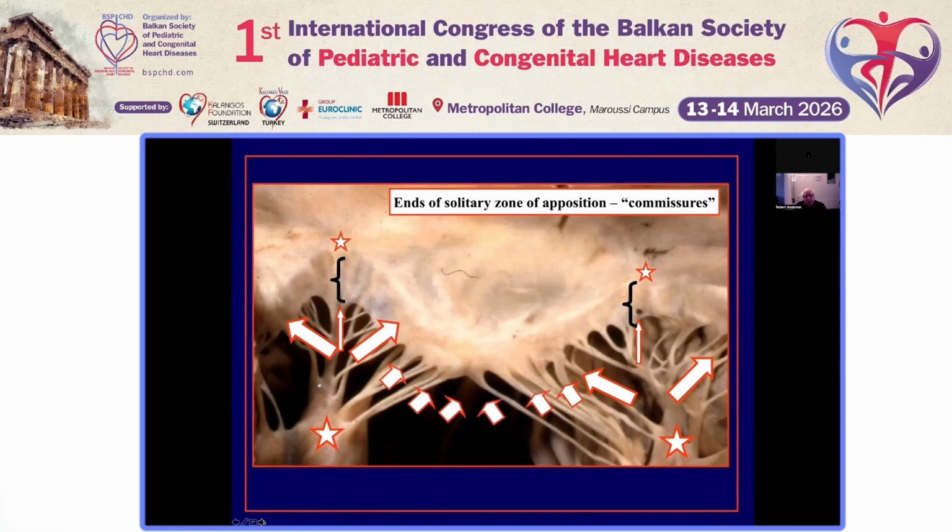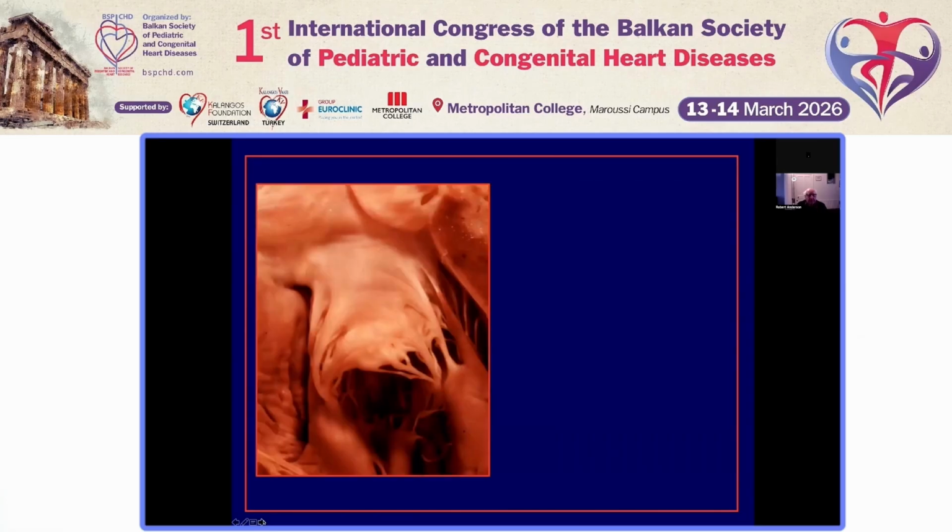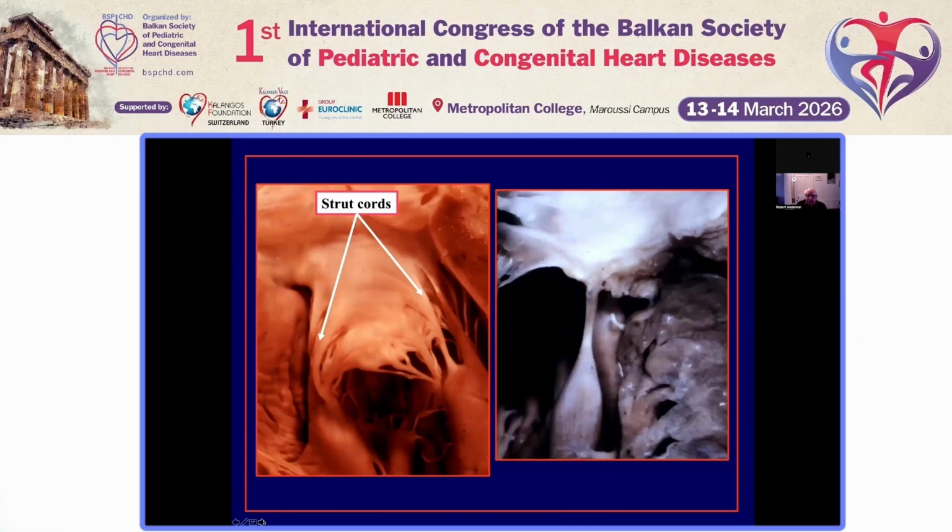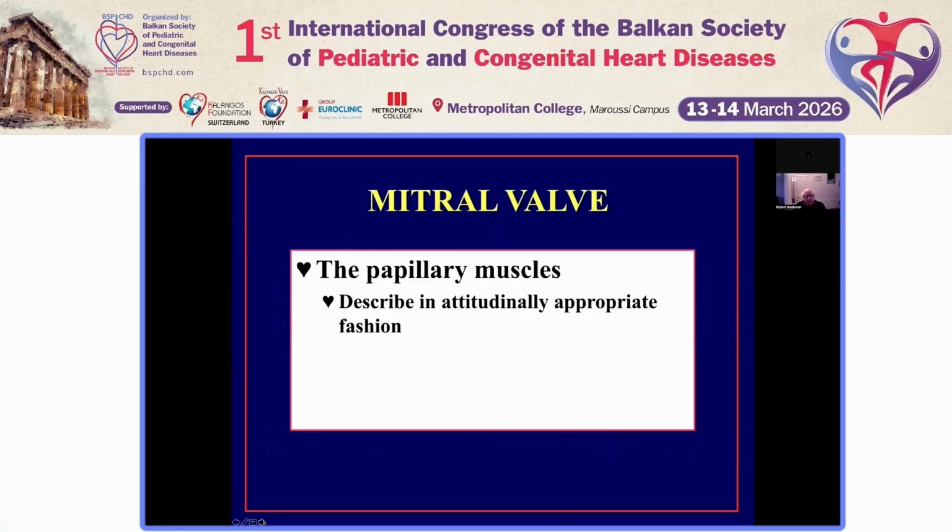But equally important, all the ends of the leaflets in the normal valve are supported by tendinous cords. So these are the free edge cords. If we turn round the aortic leaflet, we can see other important cords, which are the strut cords. And then if we look under the mural leaflet, we can find basal cords with their own papillary muscles. So when we consider the tendinous cords, I think it's sufficient to describe free edge cords, strut cords, and basal cords. And they are supported by the papillary muscles.